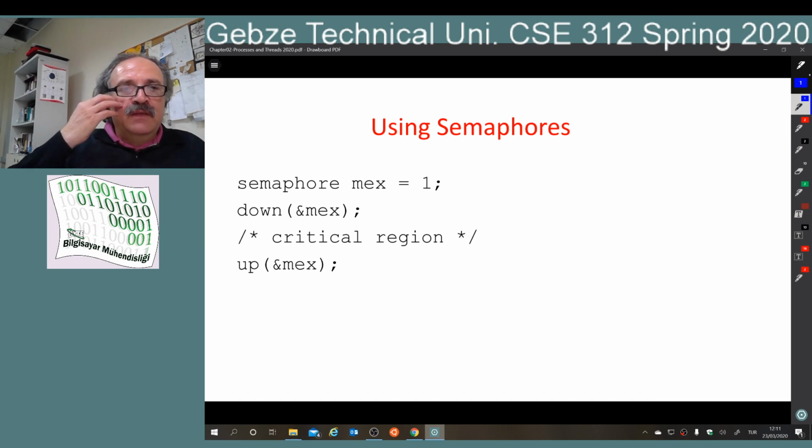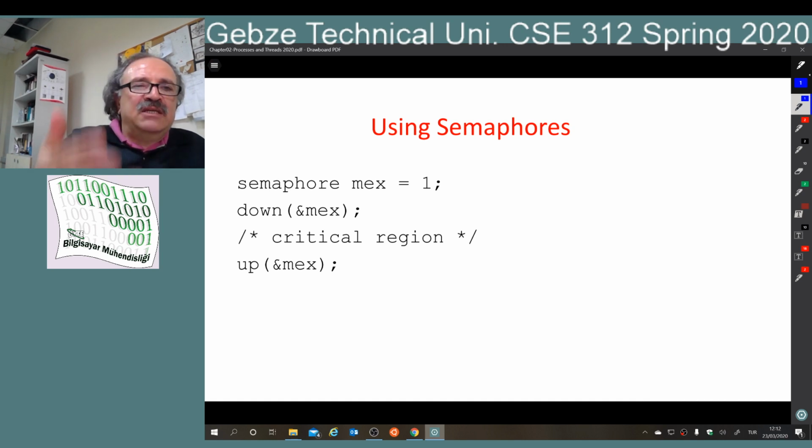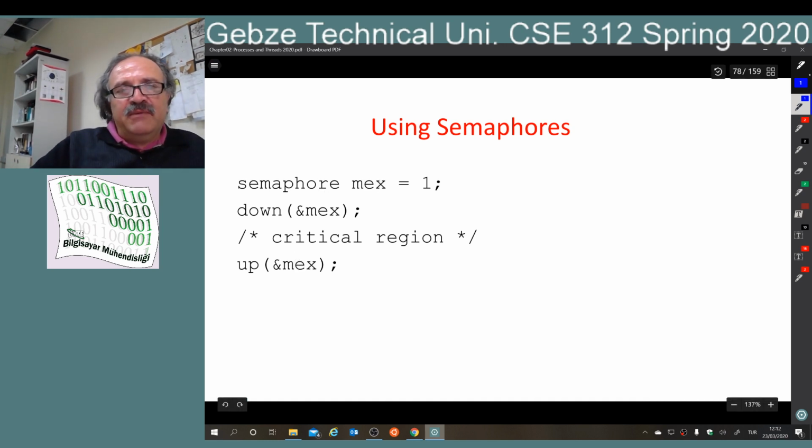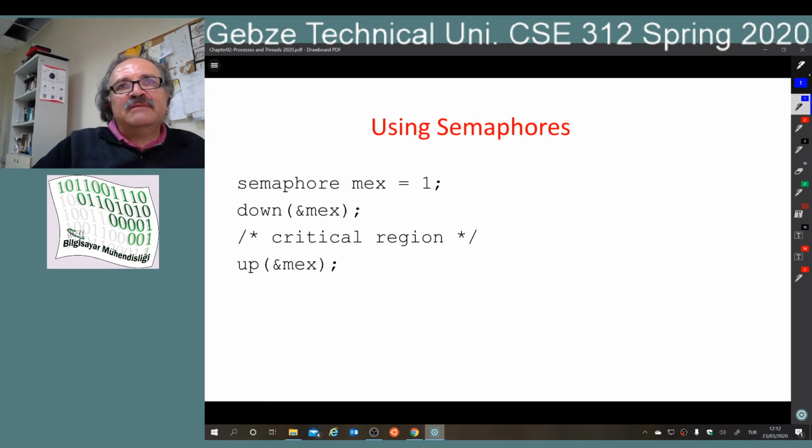Okay, good. So this is just one way of achieving a critical region. What is the advantage of this over the TSL exchange instructions, the implementation of spin locks? Of course, these are much more efficient. Why? Because when I enter the critical region, if it is available, then fine. Otherwise, I have to wait, but not busy wait, an efficient wait.